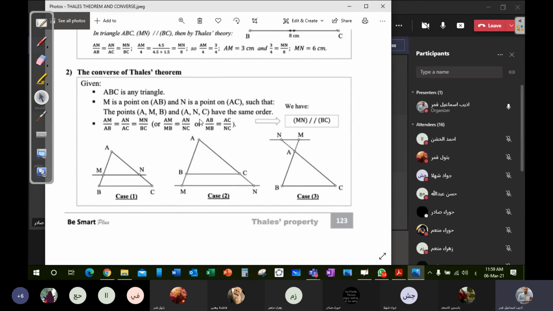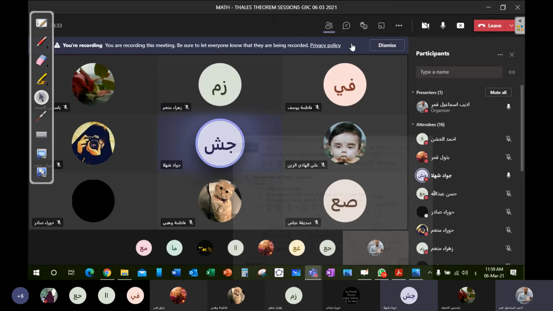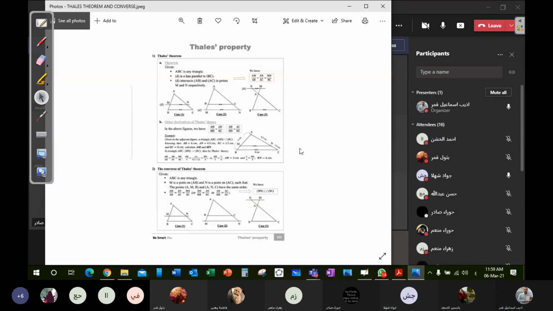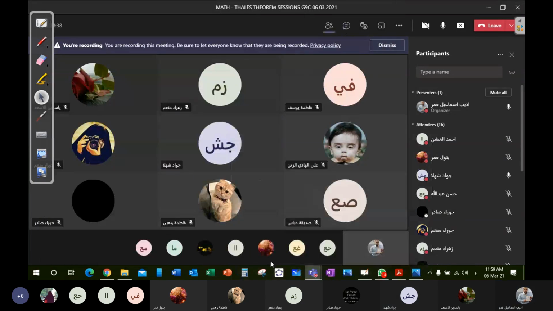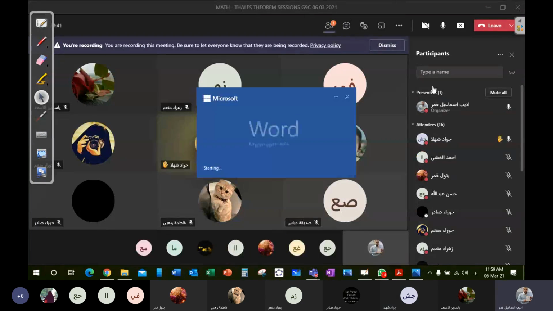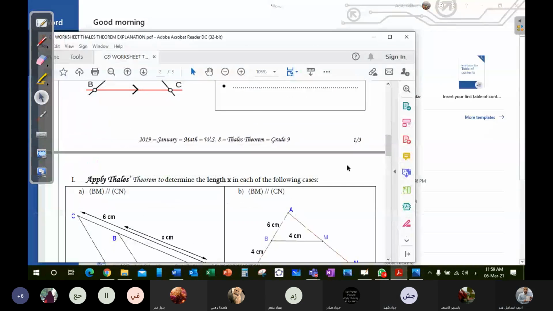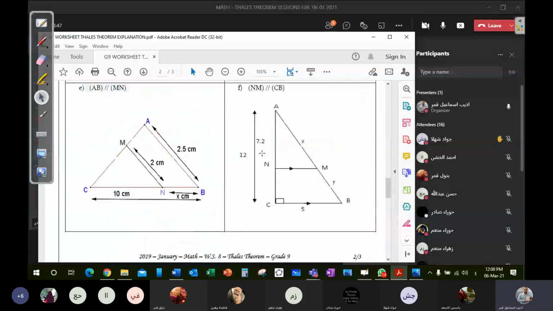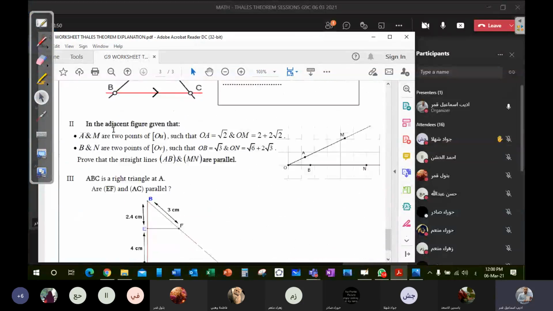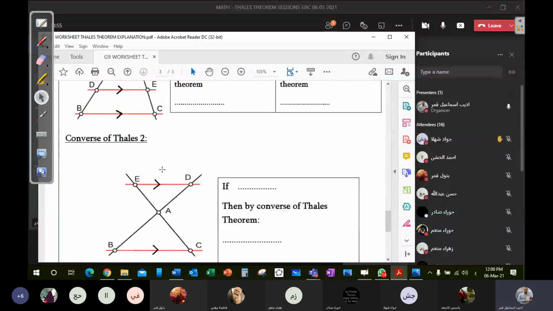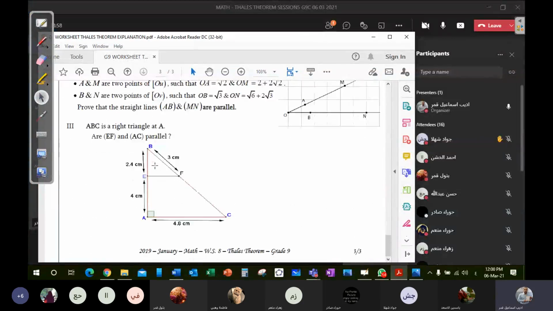In this period also we're going to solve another exercise about the converse of Thales theorem. So please put your homeworks, your pens, and let's work this exercise together, okay? So we have this document. We worked this exercise 2, which is an application of the converse of Thales theorem, and now we are going to work exercise 3.